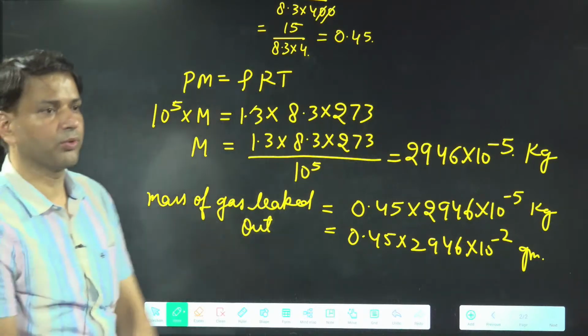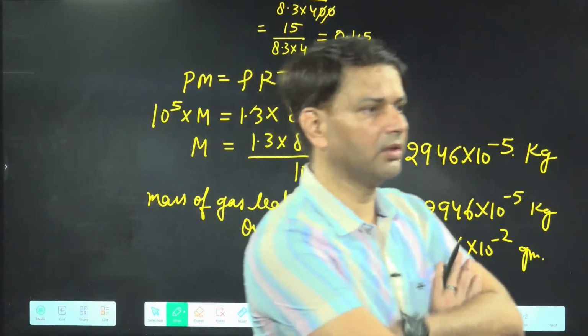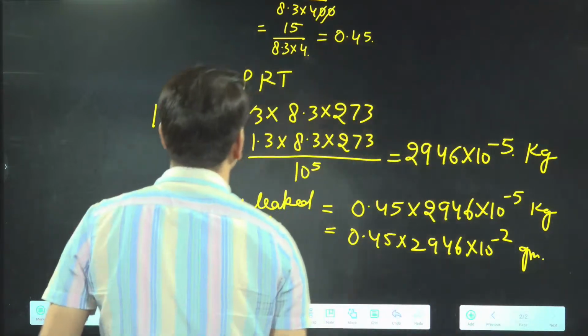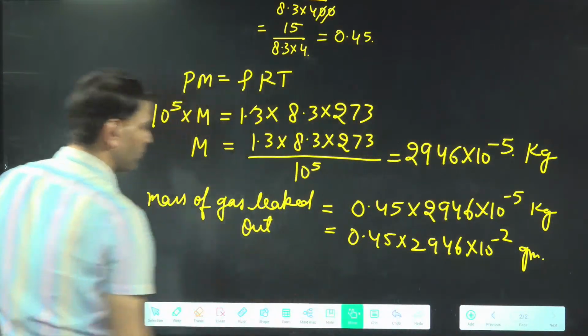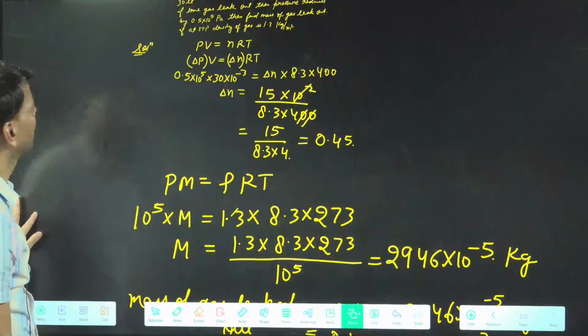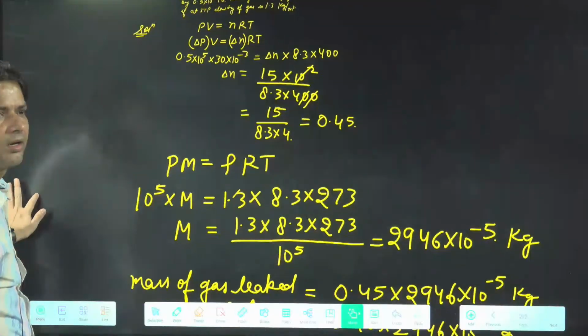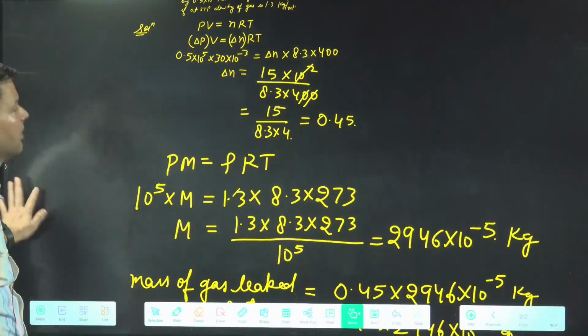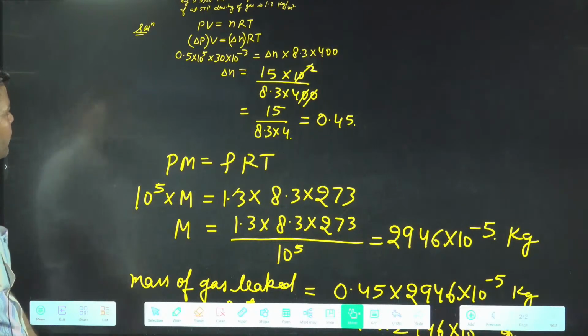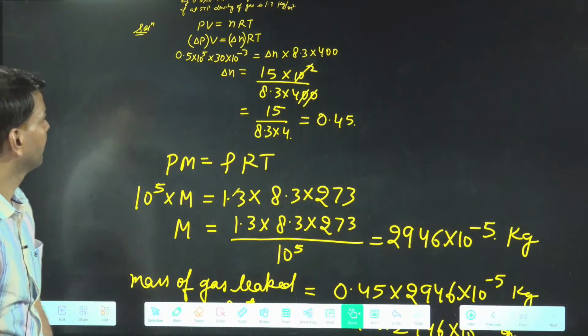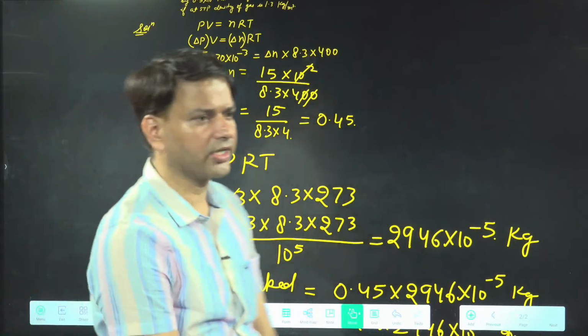Pressure is 0.5 into 10 to the power 5. What is wrong in that?